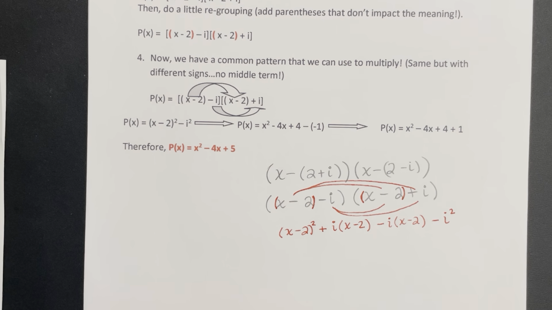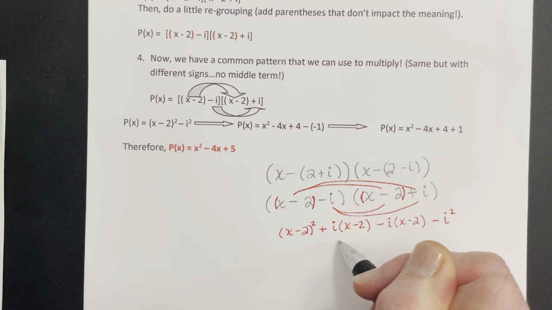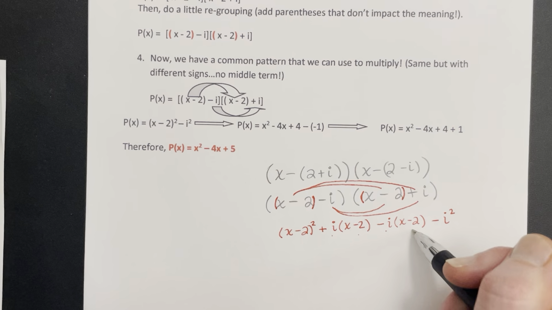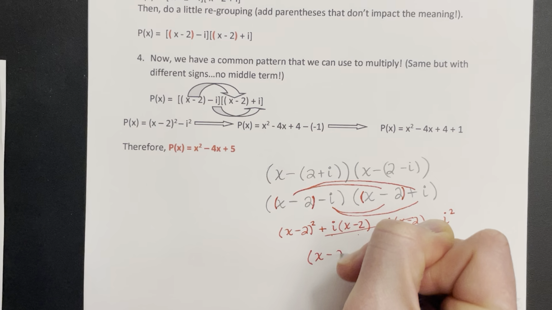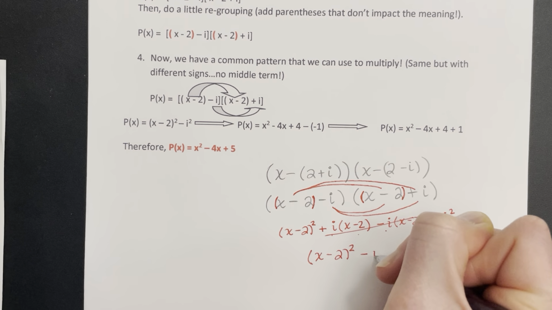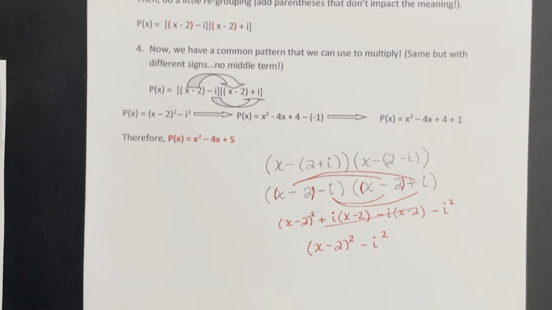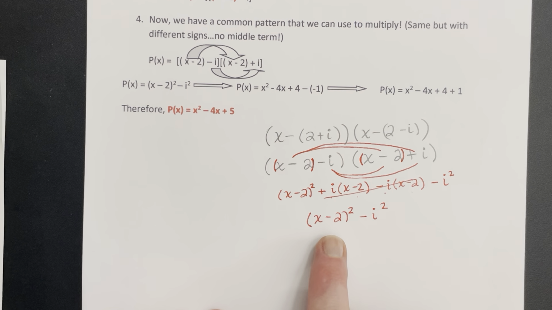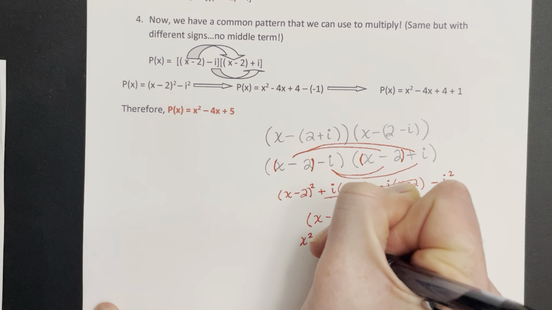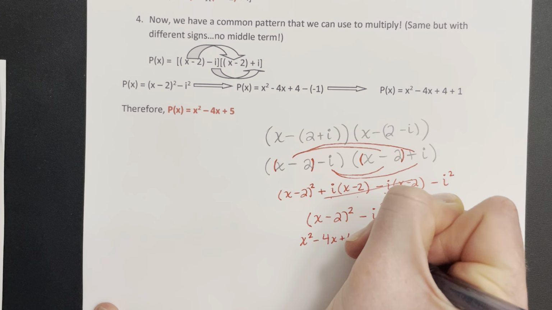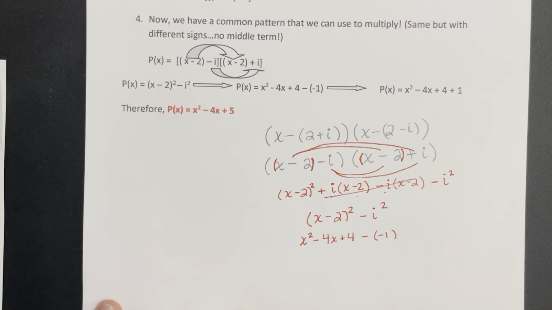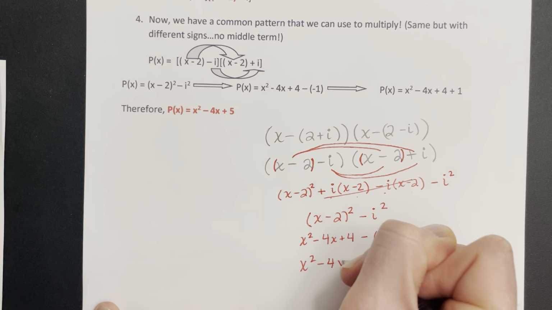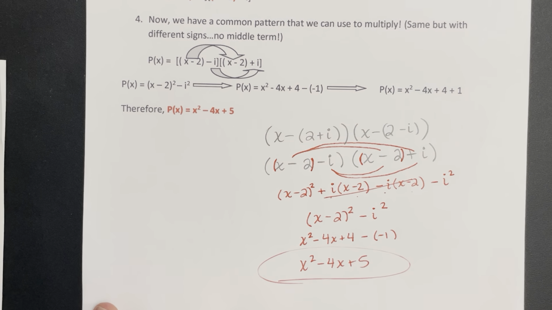The nice thing about that is your i times (x minus 2) and negative i times (x minus 2) would add to 0. So we're really left with (x minus 2) squared minus i squared. If you've been doing this binomial squared part for a while, since the beginning of class, you might be able to already know that's x squared minus 4x plus 4. And this minus i squared is minus negative 1. So that's x squared minus 4x plus 5.